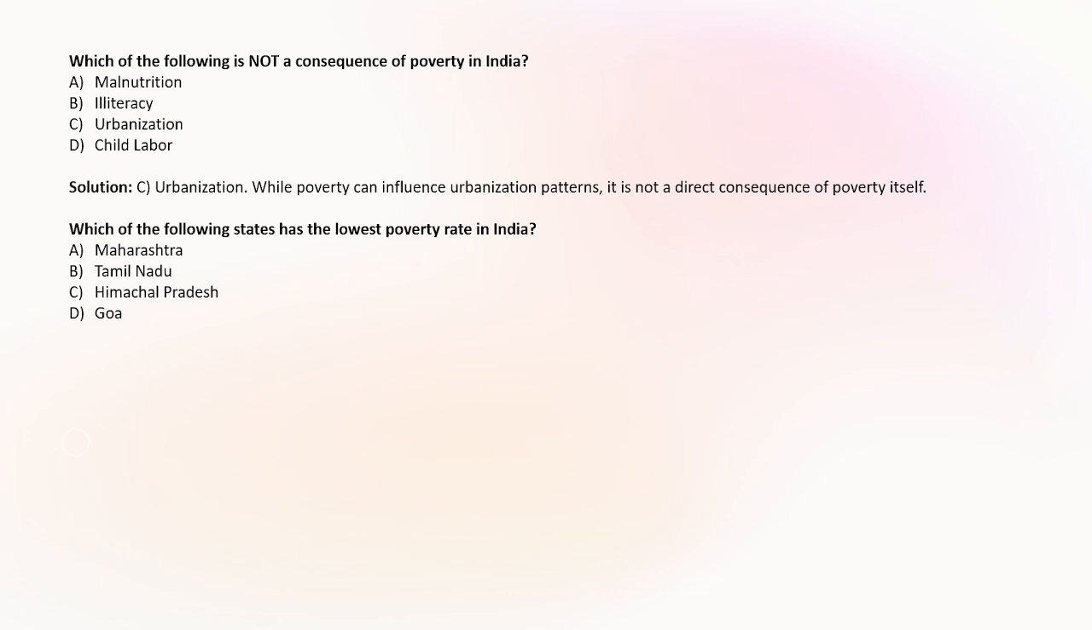Which of the following states has the lowest poverty rate in India? We have already seen the highest poverty rate, that is Bihar. Now we are asking which of the following states has the lowest poverty rate in India? Is it Maharashtra, Tamil Nadu, Himachal Pradesh, or Goa? It is Goa. Goa has one of the lowest poverty rates among the Indian states, and we know why.